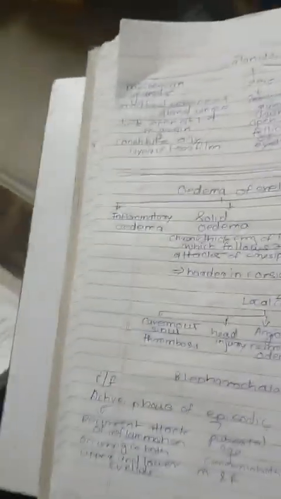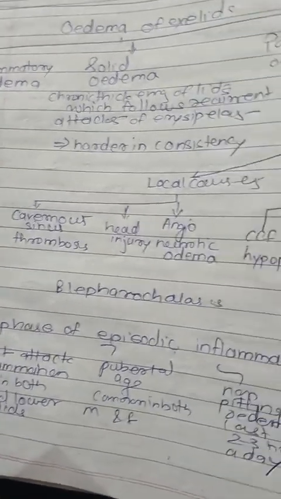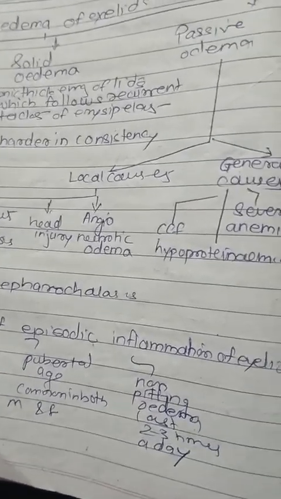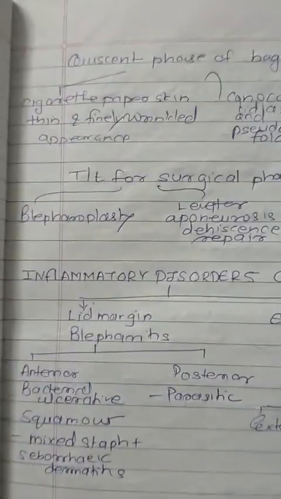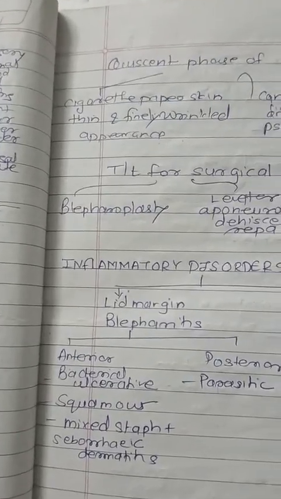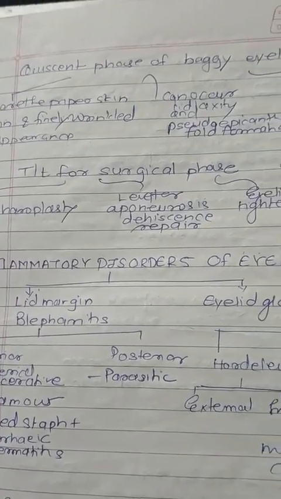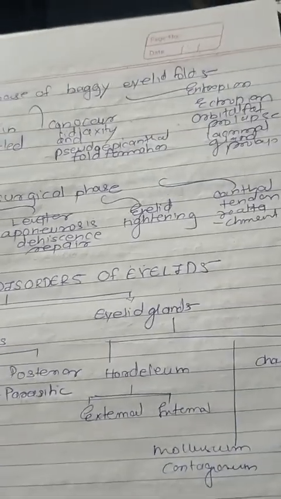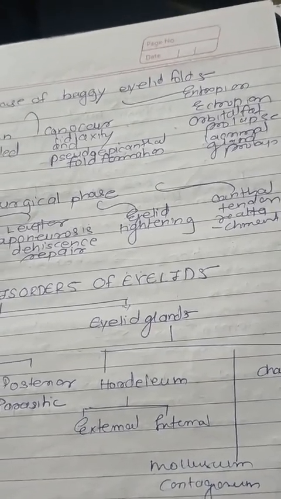Next we talk about the clinical features, in which we have two types. First, the active phase of episodic inflammation of the eyelid, which involves recurrent attacks of inflammation occurring in both upper and lower eyelids. It occurs at pubertal age, common in both male and female. Non-pitting edema, which lasts for 2 to 3 days. Next we have a quiescent phase of baggy eyelid folds, in which there is cigarette paper skin, thin and finely wrinkled in appearance. It can occur with lid laxity and pseudoepicanthal fold formation, and basically entropion and ectropion, orbital fat prolapse, and lacrimal gland prolapse.